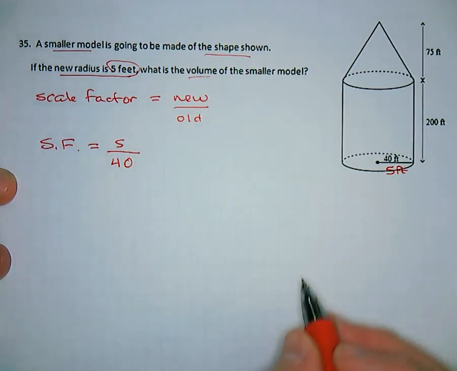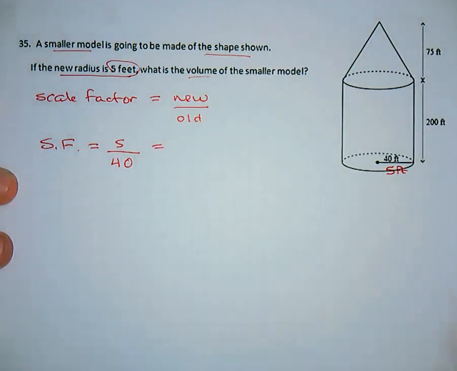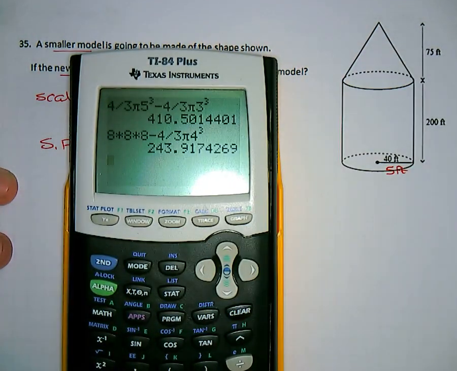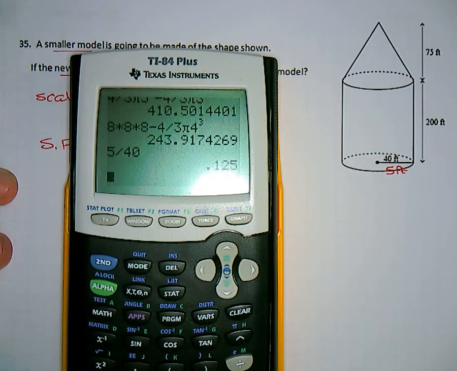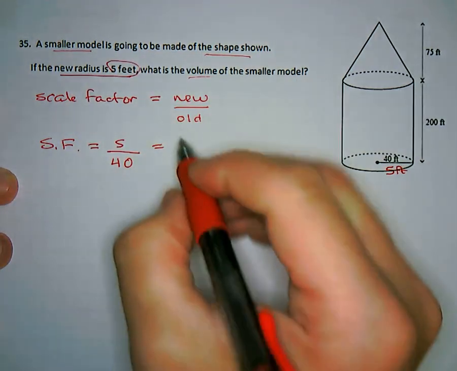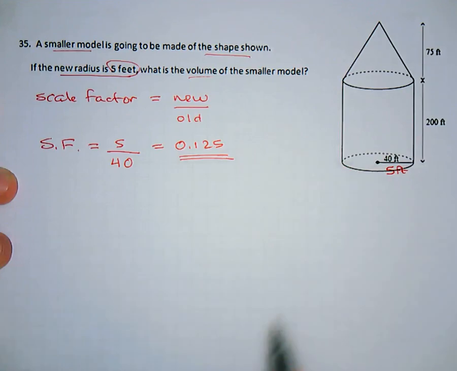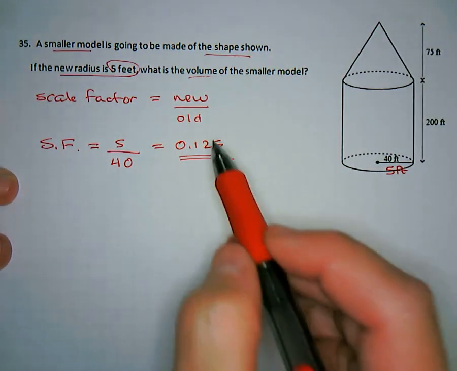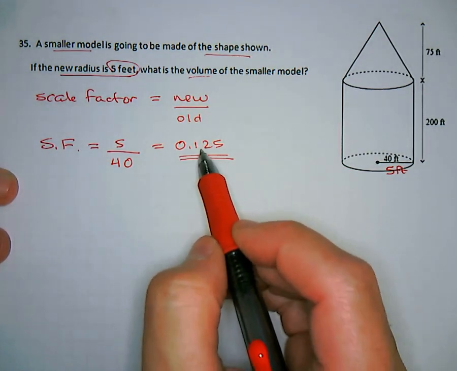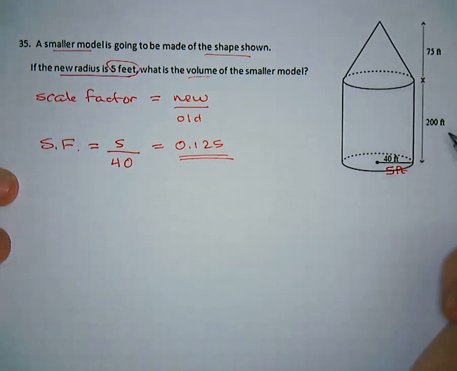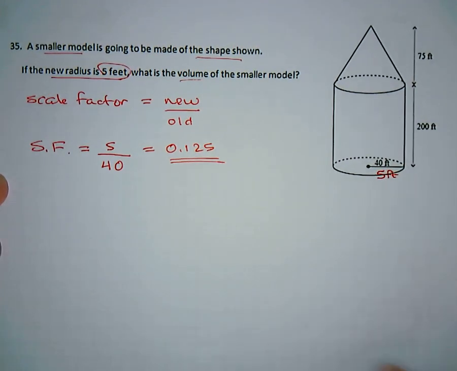Divide that by 40. So 5 divided by 40 is 0.125. So 0.125. This is our scale factor. We're going to have to use that. So we're going to apply this scale factor. We're going to multiply this scale factor by every measurement over here, right?